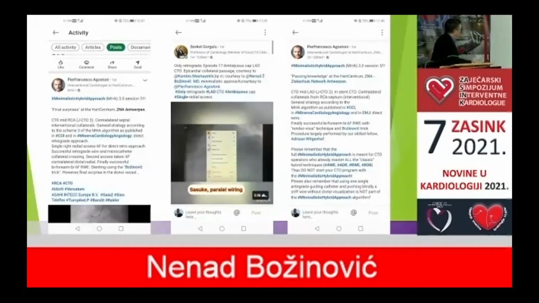And after that, I published, I put that on LinkedIn, and some colleagues from different centers, Pier Francesco Agostoni from Belgium, and also Şevket Gorgolu from Turkey, mentioned this as the Božinović trick. And 2 days ago, I think, yes, 2 days ago, they performed a CTO during a CTO meeting in Turkey from Antwerp, and that also mentioned this procedure as the Božinović trick.